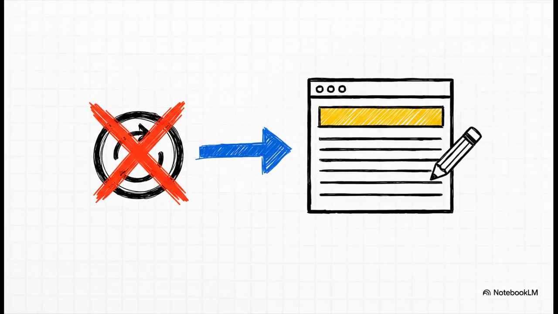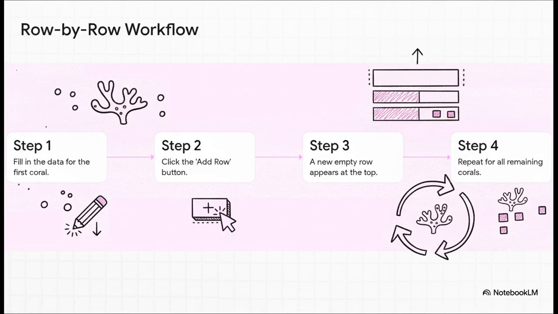When you open this form, it's already live. It starts you off with one empty row, all ready for you to enter your very first coral. The whole process here is just row by row. It's super simple. Step 1, fill in all the information for a single coral. Step 2, click the Add Row button. And poof, a new empty row appears right at the top of the list. Then you just do it again for the next coral and the next until all your data is in.